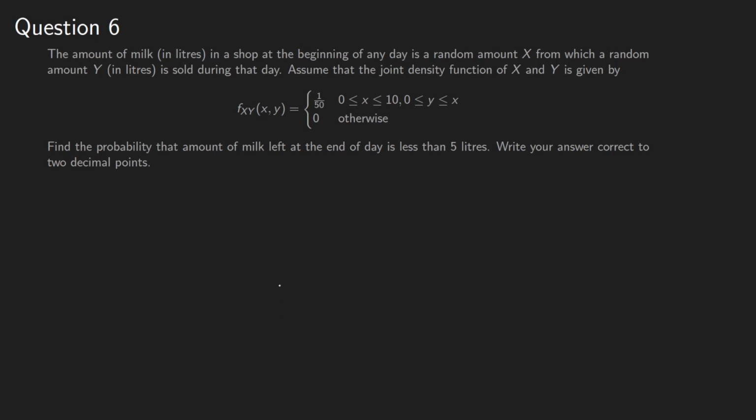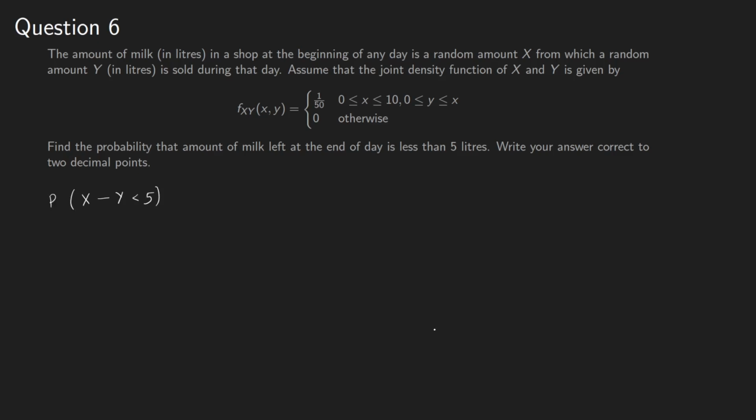But we have to find the probability that the amount of milk left at the end of day is less than 5 liters. So x was the milk that was there at the beginning of the day in the shop. We subtract the amount of milk that was sold during the day, then it will represent the amount of milk that is left at the end of the day. And we have to find the probability that the amount of milk left at the end of the day is less than 5 liters. So x minus y is less than 5. This probability we have to find.